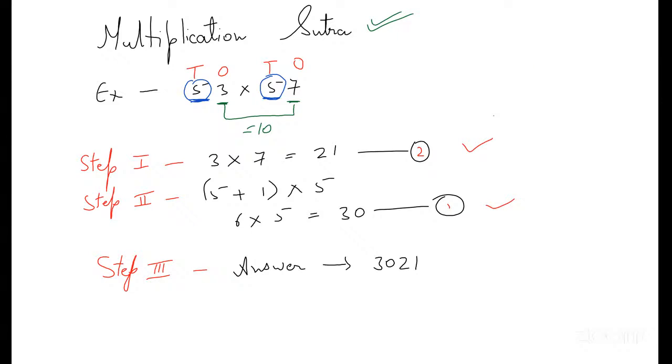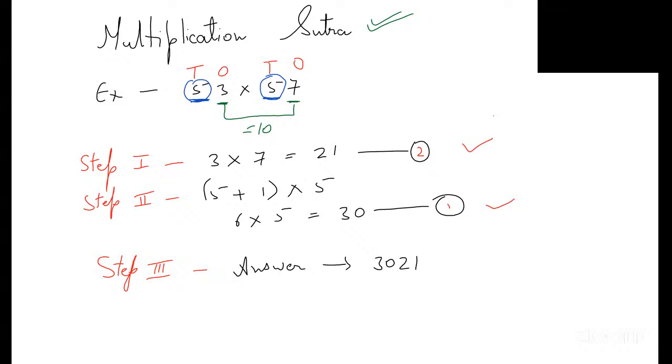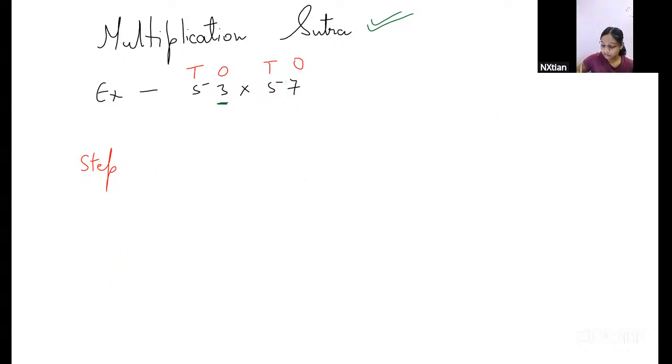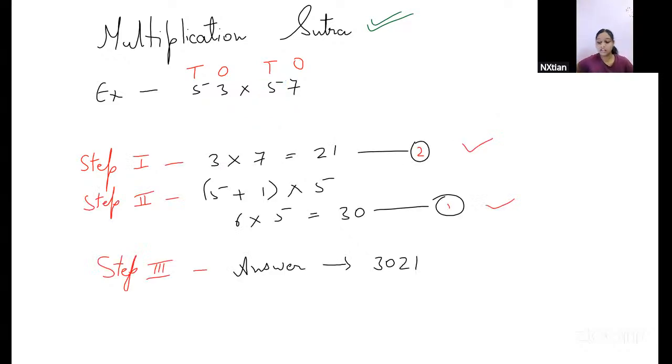Now, see, once again, I will explain it to you, Abraham, what we did. This sutra is applicable to the numbers whose sum of the digits at the ones place is equal to 10. This is the chart: ones, tens, hundreds, then thousand, then 10,000. You remember this chart, Abraham?